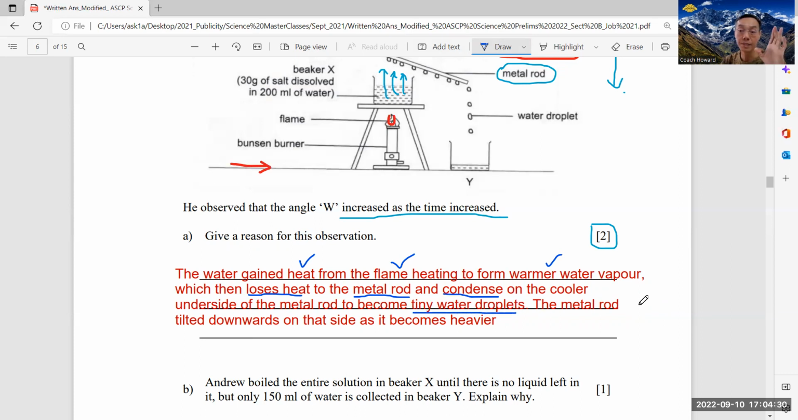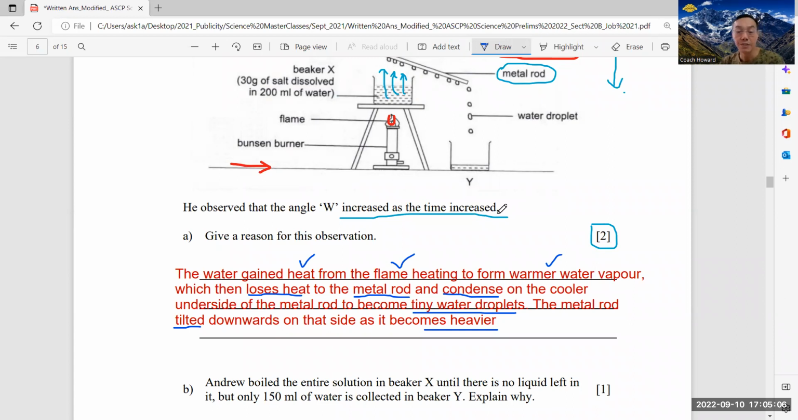Then you must indicate this tiny water droplet added weight to it, so that side becomes heavier and tilted. So this is the necessary information that needs to be presented to the examiner. So you must indicate heat gain. Next, condensation happens because the warmer water vapor loses heat to the cooler surface of the metal rod. And then how does it tilt? Because the additional water droplets added weight to it.